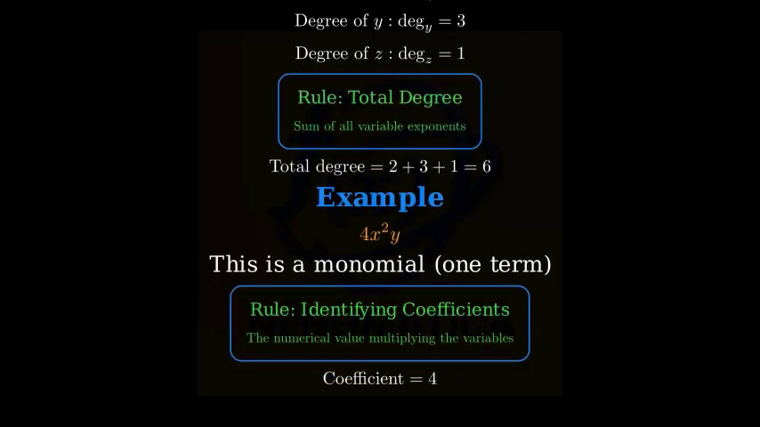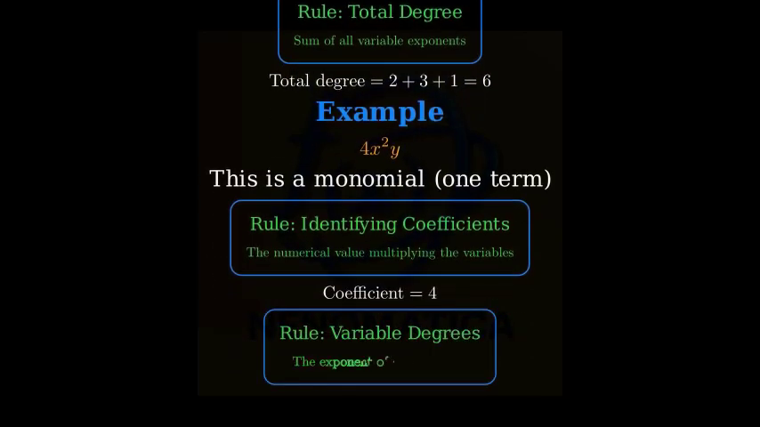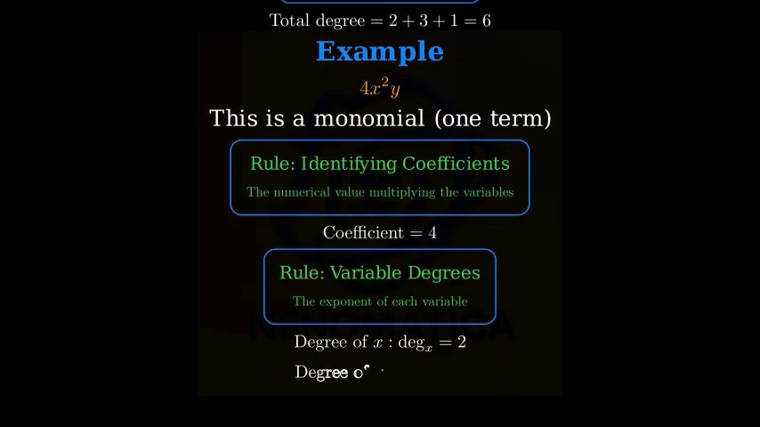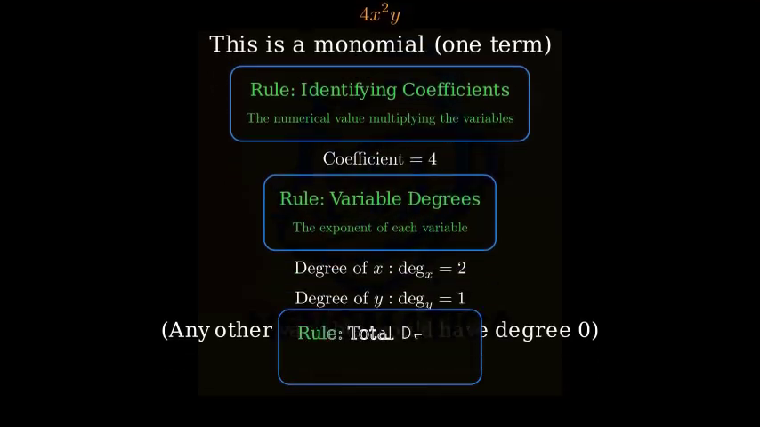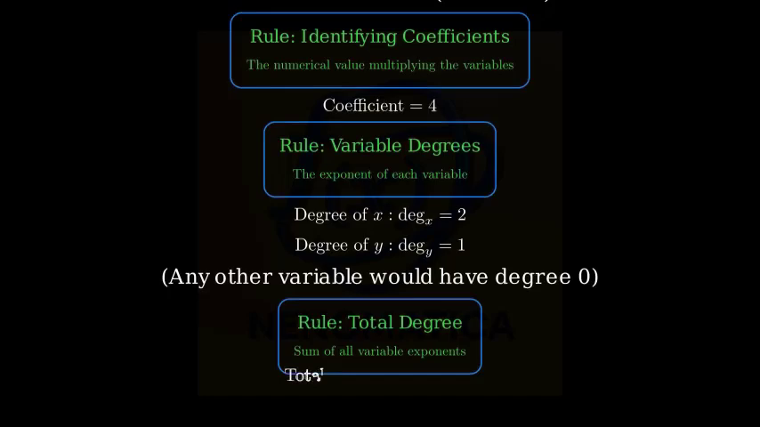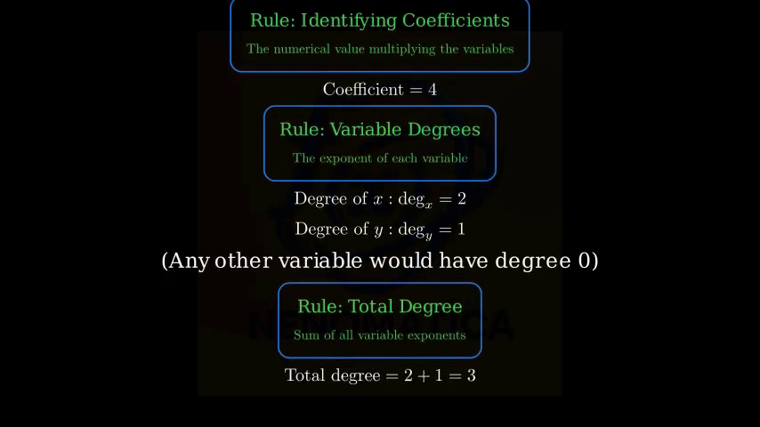Now, let's determine the degree of each variable. For x, the exponent is 2, so the degree of x is 2. For y, the exponent is 1, which is not written, so the degree of y is 1. Note that z doesn't appear in this expression, so its degree is 0. Finally, we calculate the total degree of the monomial. The total degree is the sum of the exponents, which is 2 plus 1, which equals 3.